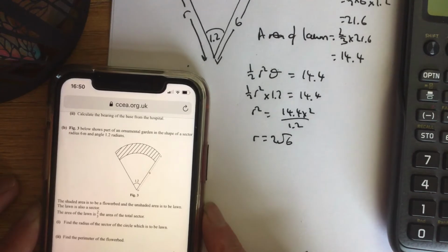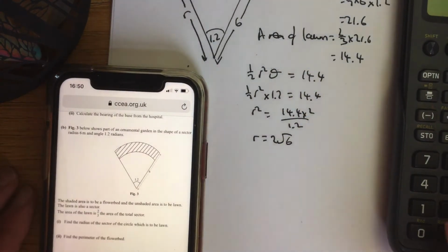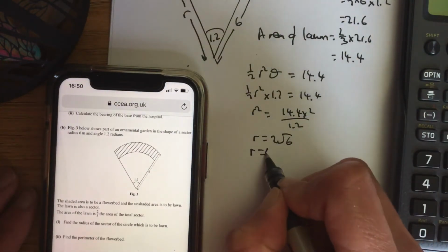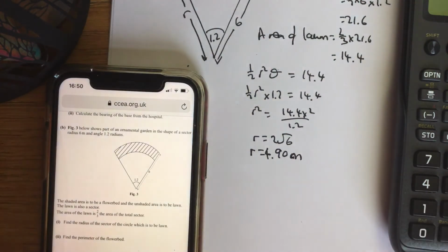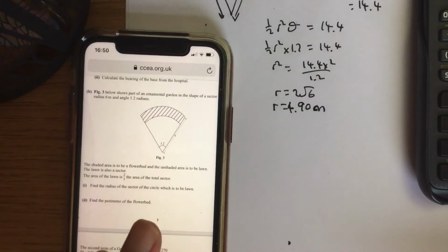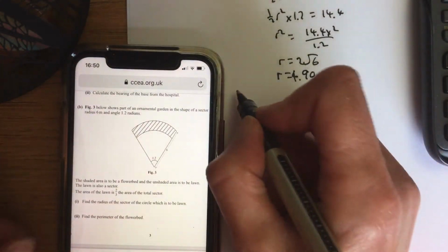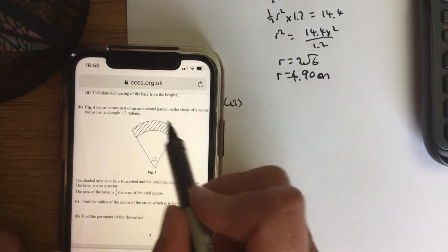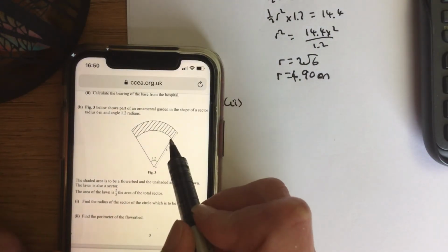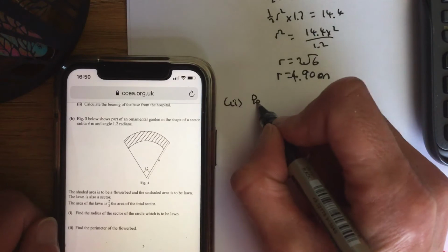Now, if I read the question, that's exactly what they're looking for. Make sure you give it to 3 significant figures. So r equals 4.90, and that will be in metres. Part 2 is asking you for the perimeter of the flower bed. So whenever I'm looking at that, I would need to have the perimeter of the big sector and the perimeter of the small sector. So we'll do that first.